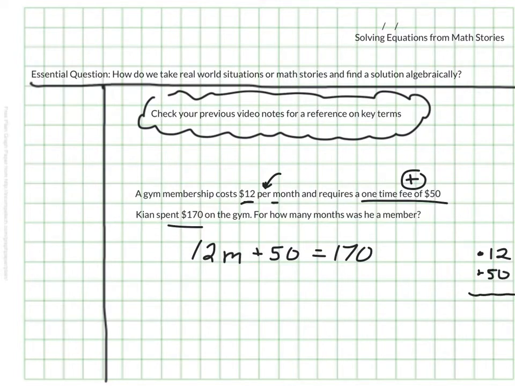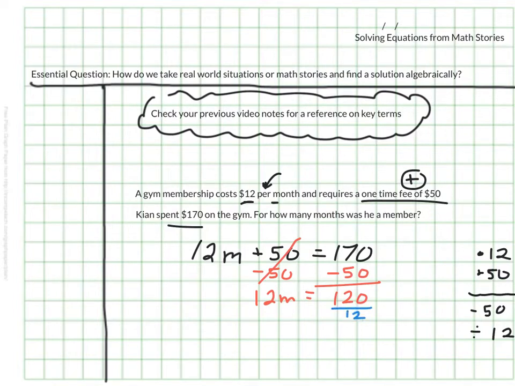So that means to do the opposite, I have to do the opposite of adding 50 first. So I'll subtract 50, and then I have to divide by 12. So those are the things I'm going to take care of. If I subtract 50 over here, I end up with 120. But to keep these balanced, I have to subtract 50 on the other side. Those cancel out, and I'm left with just 12m. So I know 12 of the months equals $120. Then I'm going to do my next step of dividing by 12.